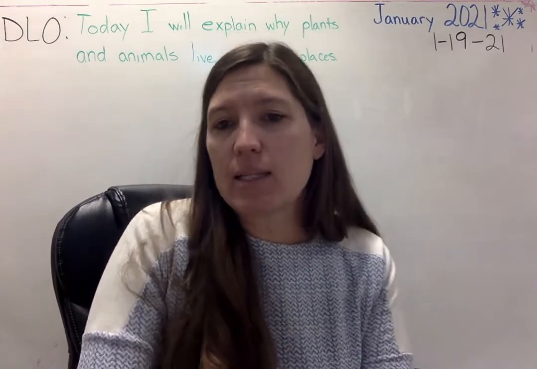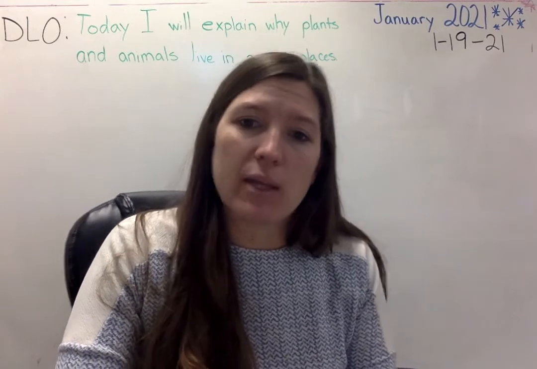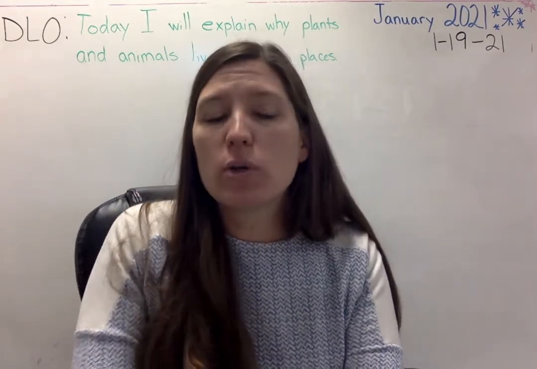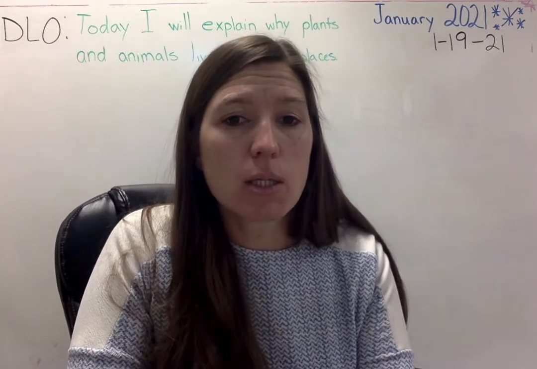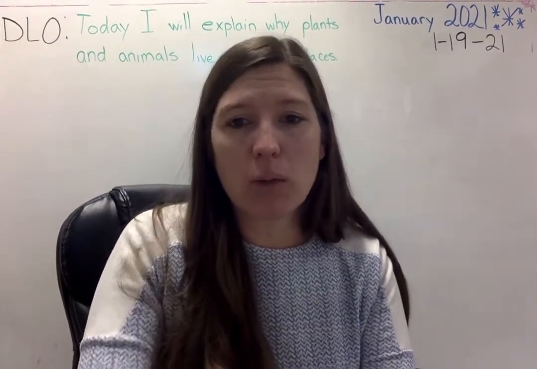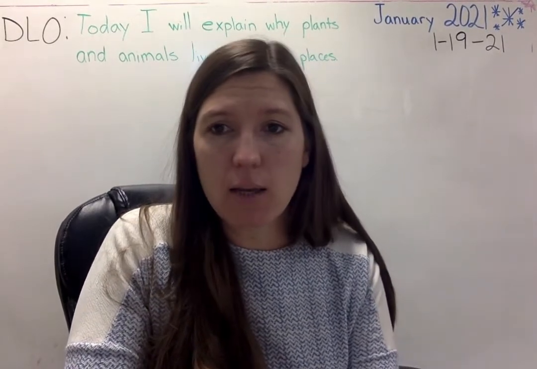So we're going to begin learning about habitats. A habitat is a system with parts that work together. A habitat is a place where plants and animals naturally live and grow. A few different habitats are forest, desert, pond, river, mountain, ocean, grasslands, Arctic.